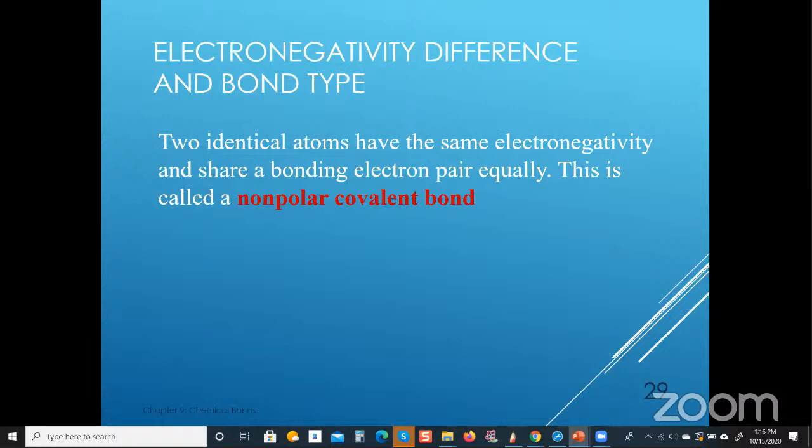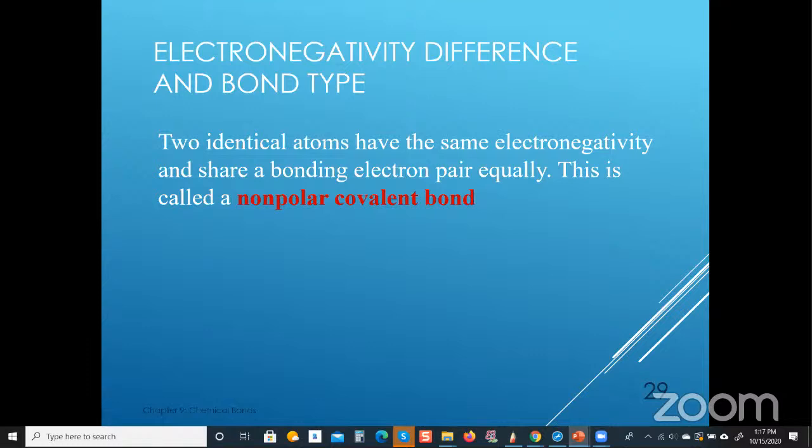What you'll see is that both atoms, because they're identical, will have identical attraction for the shared electrons, right? So the electrons will be evenly shared between those atoms. We call those bonds nonpolar covalent bonds. They're covalent because electrons are being shared between them, and they're nonpolar because the electrons are shared evenly, equally, right?